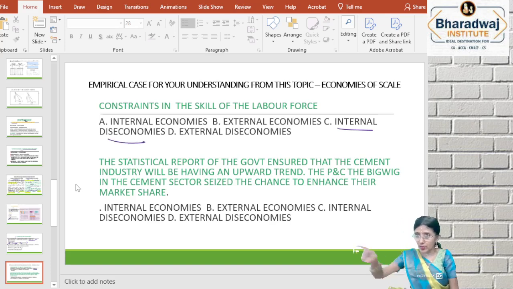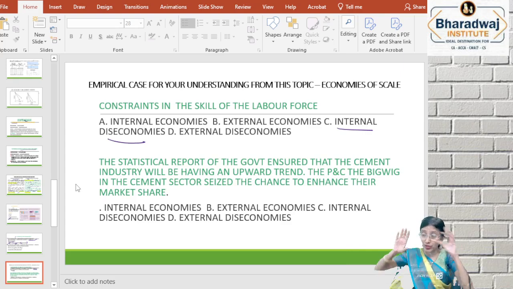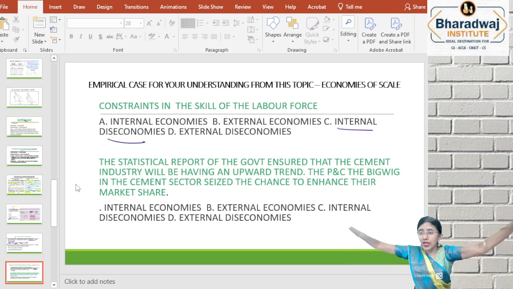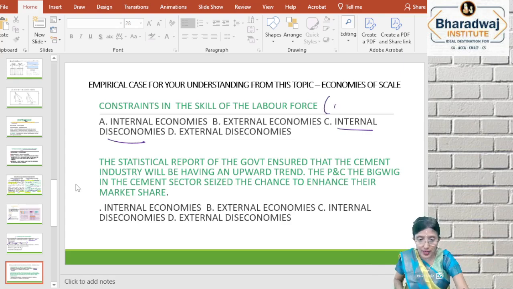Why diseconomies? Because of constraints, disadvantages. In the skill of the labor force, the nation's labor force matters. In LDCs like India, the labor force is not very skilled. It's not like that; it implies it's about the organization's labor force. It's an internal diseconomy. Okay.